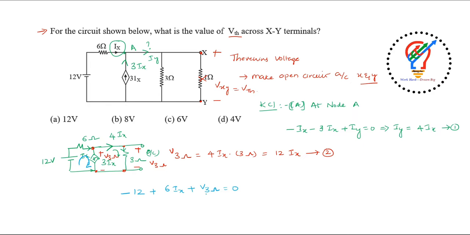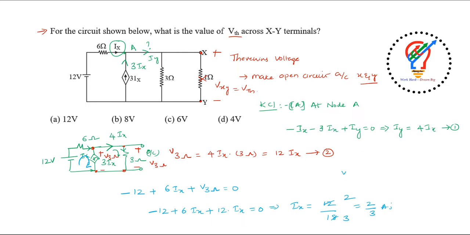So we know, what is the value of v3 ohms? So minus 12 plus 6 ix plus v3 means what? 12 into ix is equal to 0. Okay, so from this ix value will be what? So ix is equal to 12 by 18. It's nothing but 2 by 3 amps.